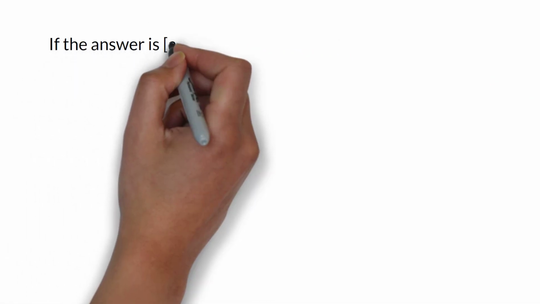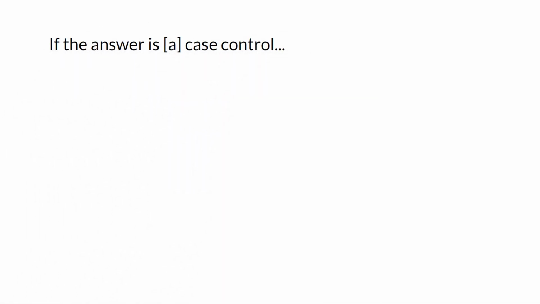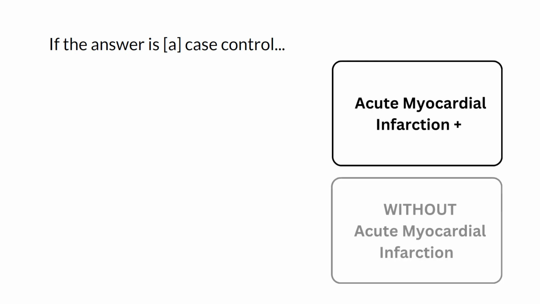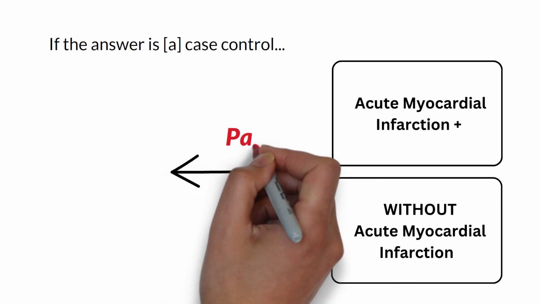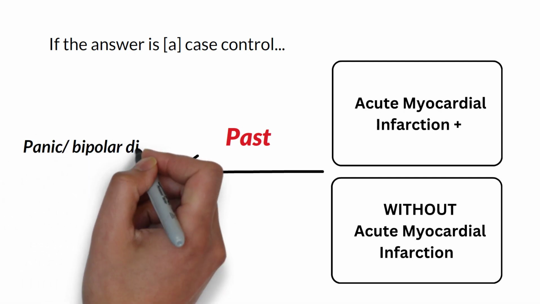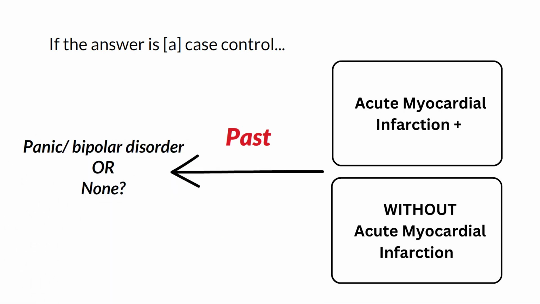If it were a case-controlled study, you would be dealing with a group of people who have the disease, who have myocardial infarction, and who don't have myocardial infarction. And then you'll go back in time to find out if they were exposed to one of these risk factors, which means in this case, if they had panic disorder or bipolar disorder or not.